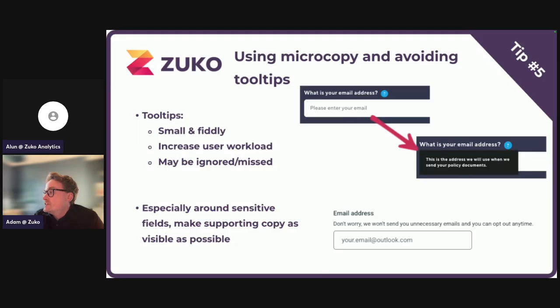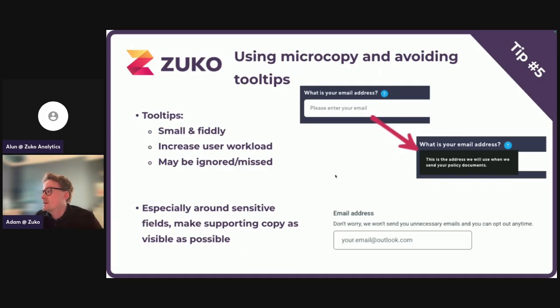And then when they do tap it, often on a mobile format, the copy will then cover the input. And so then they can't see what the actual text field itself is. So what we say is you want to maximize the number of people that are going to see this key copy around these sensitive fields. Have it as fixed microcopy around the field label and move away from tooltips where possible.